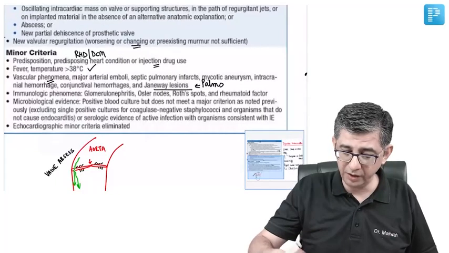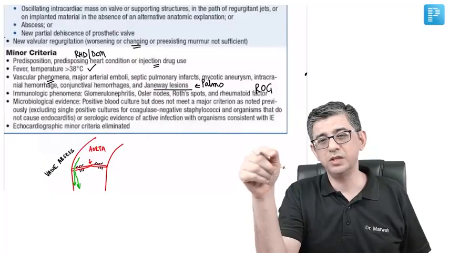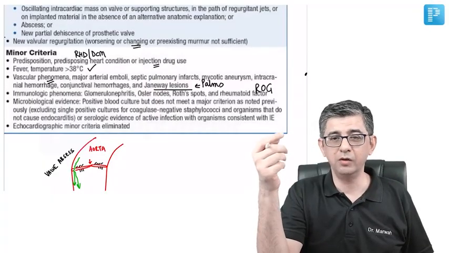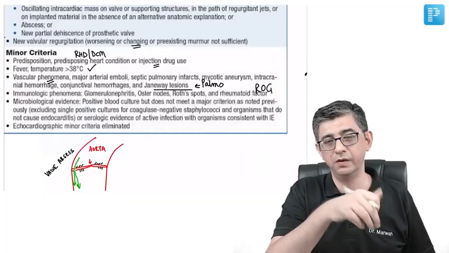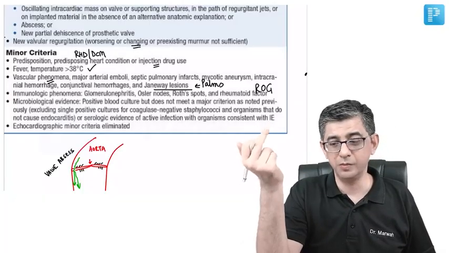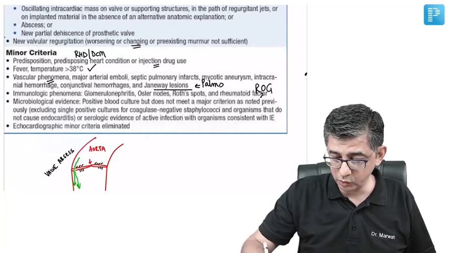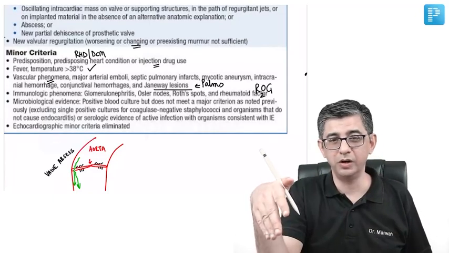The immunological criteria can be remembered by a mnemonic by the name of ROG. ROG would stand for R would be Roth spots, then R again for positive rheumatoid factor. It's biologically false positive. Traditionally rheumatoid factor is for rheumatoid arthritis, but here it is biologically false positive. So alphabet R will be used 2 times. I repeat again, one would be for Roth spots, second would be for rheumatoid factor.